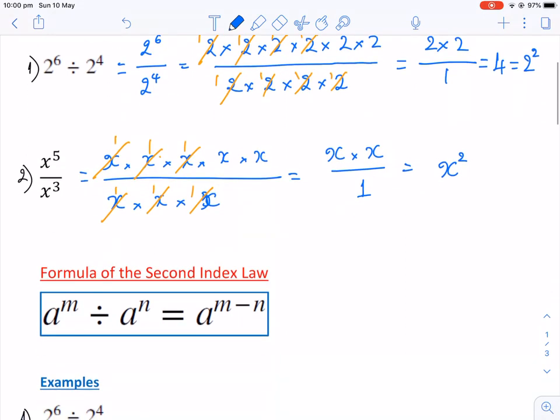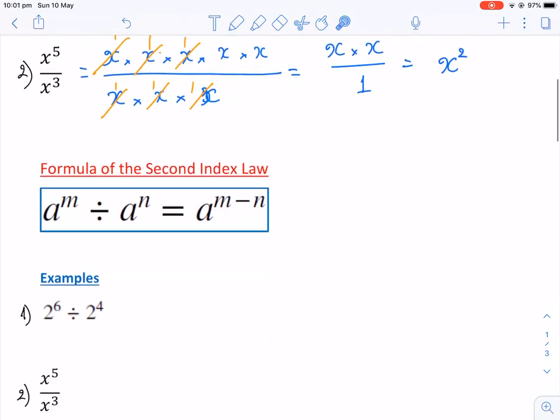Now, we're going to apply the formula of the second index law to do these two questions again and check if they are the same or not. The second index law states that a to the power m divided by a to the power n, you have to keep the base, which is a. These two numbers are the same base. Then your result has to keep the same base, which is a, and get the index of the first one, take away the index of the second one.